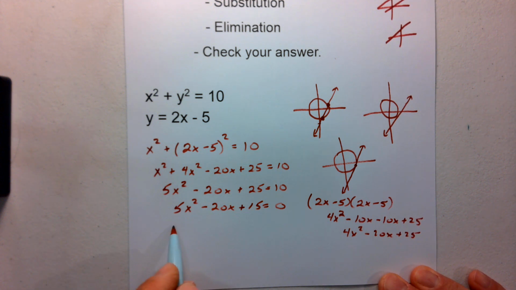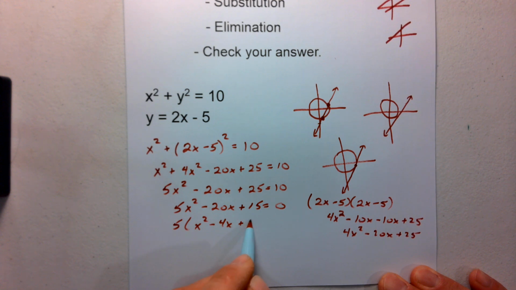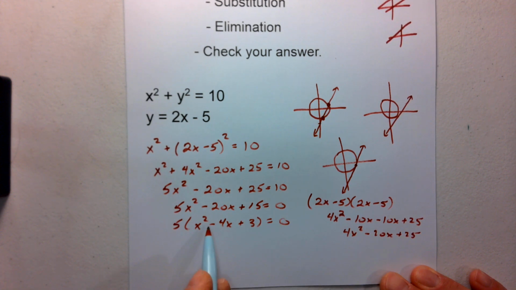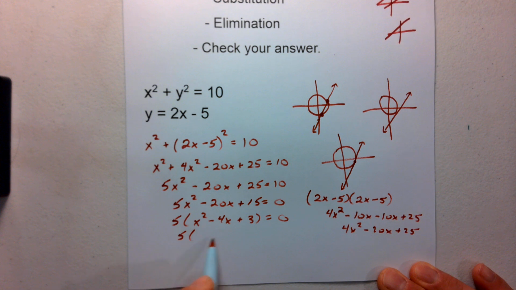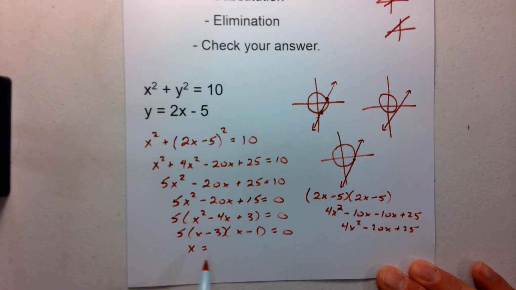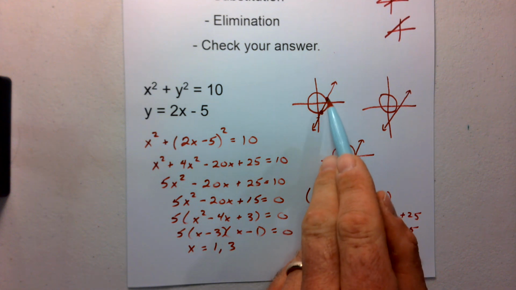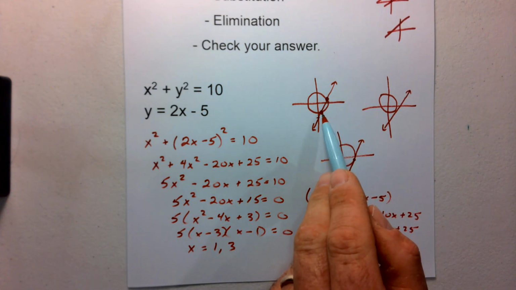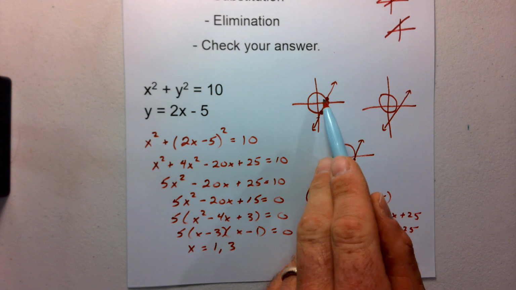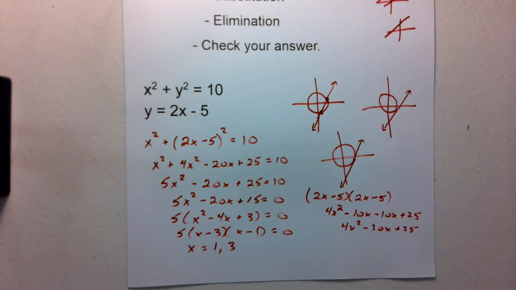I can go ahead and factor out a 5. So I get x squared minus 4x plus 3 equal to 0. And I can go ahead and factor that quadratic. So I get x minus 3 and x minus 1. So I end up with x equals 1 and 3. And notice that kind of goes along with what I had over here, doesn't it? I had these 2 points here, so my first inclination was pretty accurate there.